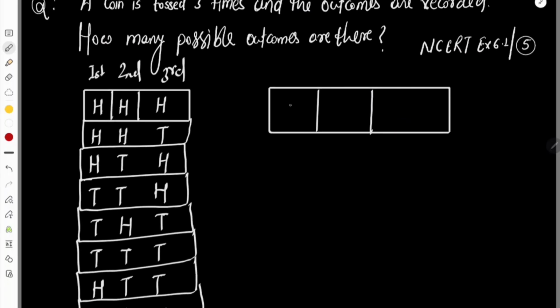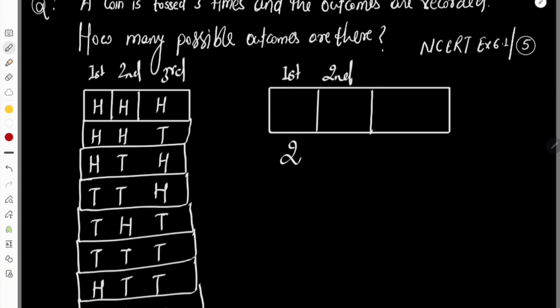One work is what, that this space can be filled in how many ways, or what are the outcomes possible for this place? You will say, sir, 2 outcomes are there, either head or tail. Okay, means first place can be filled in 2 ways, means I can write there either head or tail, and second work is independent of this one.